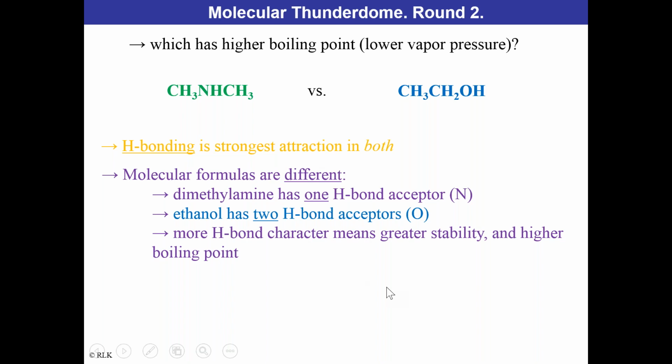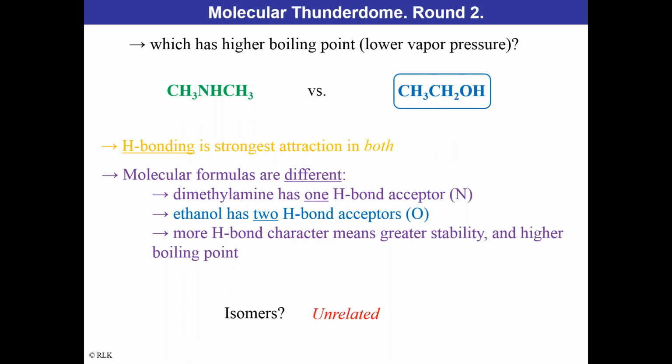And the more H bond character means greater stability and higher boiling point. So how do we know what is going on? These are both unrelated, but because there's two H bond acceptors with the oxygen, that means there's more likely to be greater H bond character with respect to greater stability, i.e. higher boiling point and lower vapor pressure. That will then necessarily be the ethanol molecule, okay? So because two is greater than one, right? And we're talking about lone pairs. The lone pairs on oxygen versus the lone pair on nitrogen, okay?